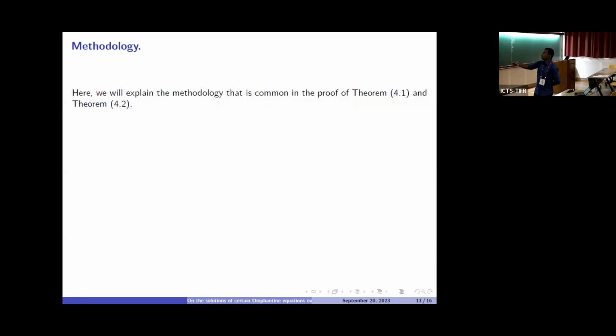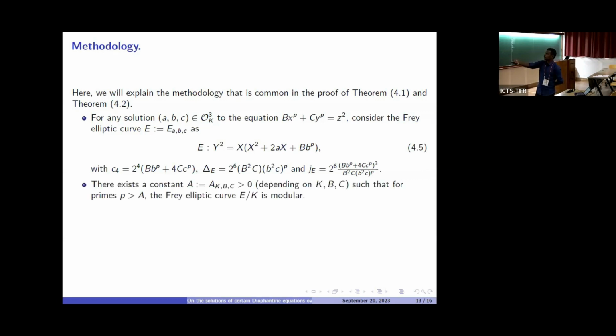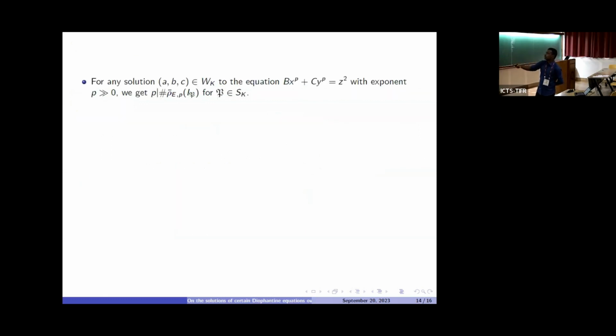So I'll just quickly go through some of the methodology. Compared to the previous case, for any solution we consider the Frey elliptic curve. Then we prove modularity, and then we prove irreducibility, and we prove that the Frey elliptic curve has semi-stable reduction at primes away from S_K prime, with some divisibility condition. Then for any solution a, b, c belonging to W_K, we get either P dividing rho bar of E at P, for a prime P belonging to S_K.